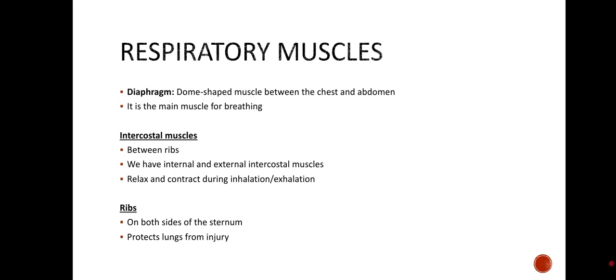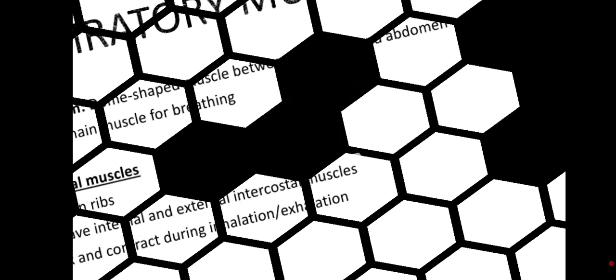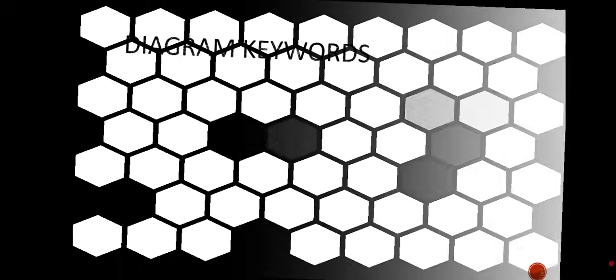Now we're going to the diagram keywords, right? These are the things you should know. You should know that a bronchiole is a small airway tube. And alveoli are sacs for gas exchange. Arteriole is a small artery bringing the oxygenated blood in. Then we have the venule, a small vein taking oxygenated blood out.